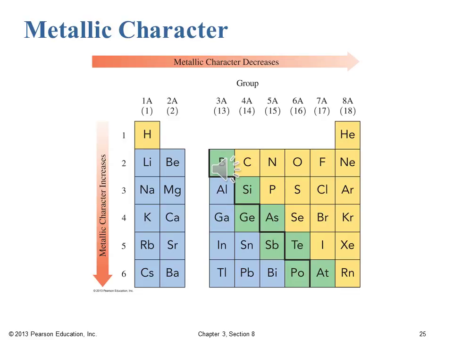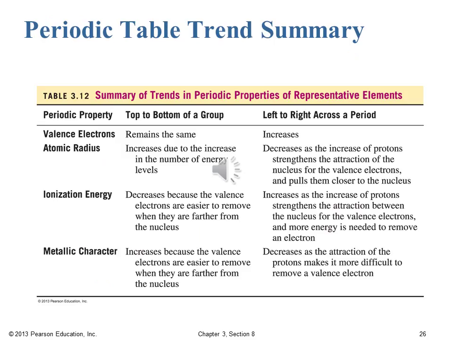So obviously we have gone from metals to nonmetals, which means as we move from left to right, we have decreased metallic character. Okay, and finally here, table 3.12 gives a nice summary of these trends. So we have periodic property, and then what happens as you go top to bottom of a single group, a vertical column, and then finally left to right across a period, a horizontal row.